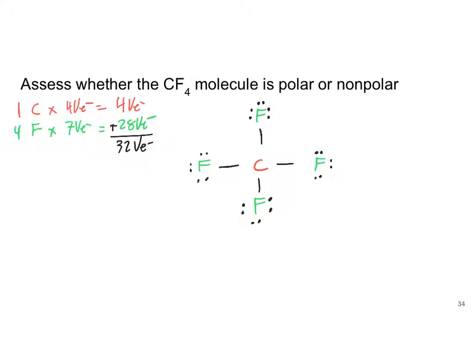Now, the first thing I want to note here is that we have carbon and fluorine bonds, and we've got 4 of them. They're all bonded together, and when I go to assess their electronegativity difference, I get 2.5 minus 4.0, which gives me a value of 1.5, which makes all of these bonds polar.